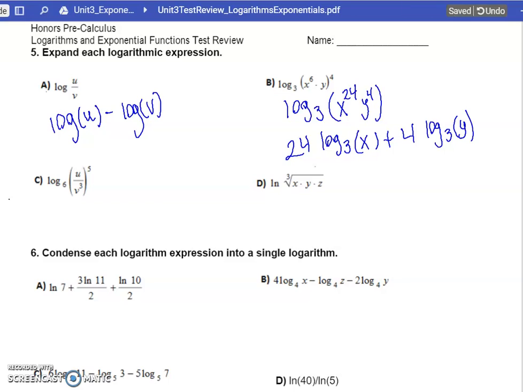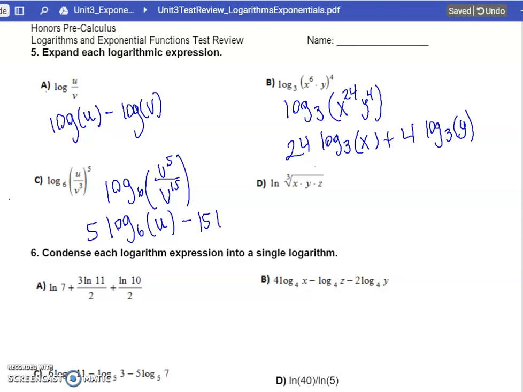Now I can go to letter C, so same idea. First I want to rewrite the expression simplifying the exponent, so u to the 5th over v to the 15th, because when you have a power to a power, you multiply the exponents. So now I can use the quotient law and power property at the same time to get 5 log base 6 of u minus 15 log base 6 of v.